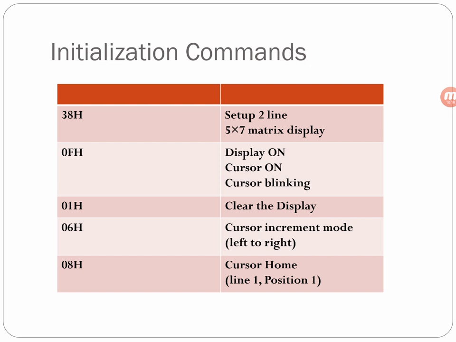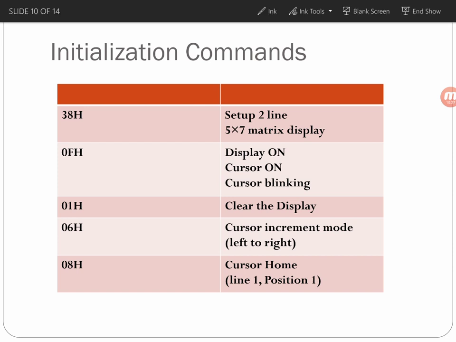Then come the initialization commands. There are a few initialization commands. Usually when we try to display anything on the LCD, first we send the command and then we send the data. So first is 38H. Sending 38H sets up the 2-line display, or I can also say it is used to select an LCD of 2 rows with a 5 by 7 matrix. Each character is a dot matrix, a 5 by 7 matrix display.